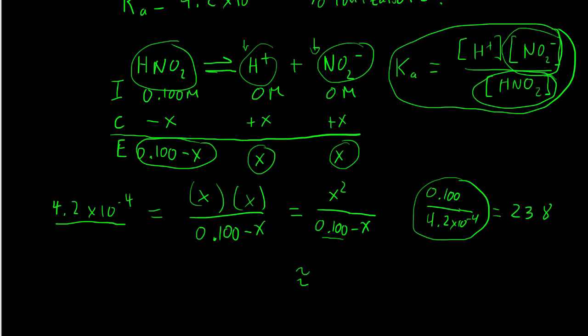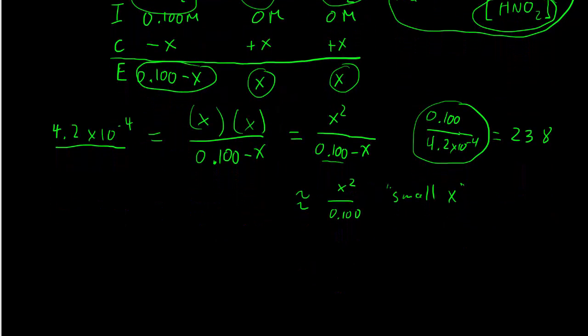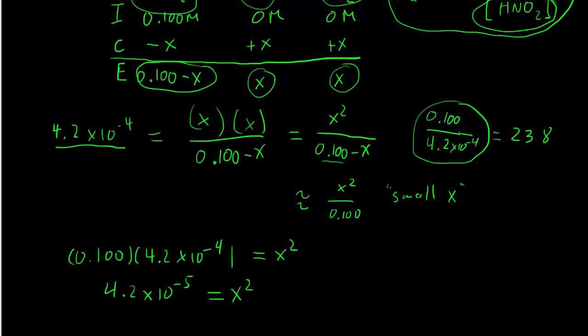So down here in the denominator, 0.1 minus some number that's really small, that's going to be essentially 0.1. So we take x squared over 0.1 minus x, and when x is really small that's going to be 0.1. So this is the small x approximation. That makes the algebra fairly easy to solve. We're going to multiply both sides of this equation by 0.1 to get this result, and then we're going to multiply 0.1 through the parentheses to get that equaling x squared.